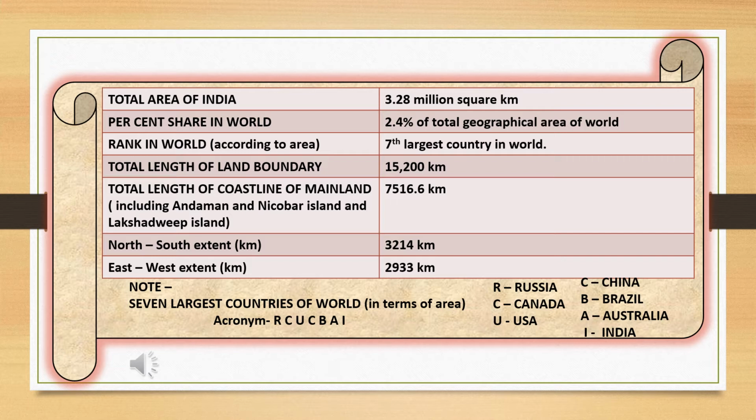Now, in order to learn the name of the 7 largest countries of the world on the basis of the area, you can use the acronym RCUCBAI. Here, R stands for Russia, C stands for Canada, U stands for USA, C stands for China, B for Brazil, A for Australia, and India, or I, which is the 7th largest country of the world.